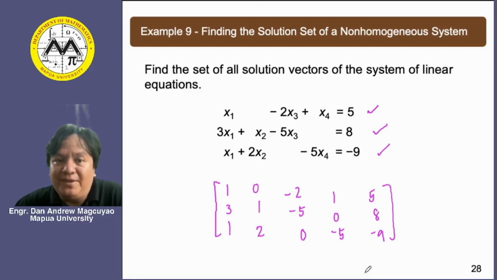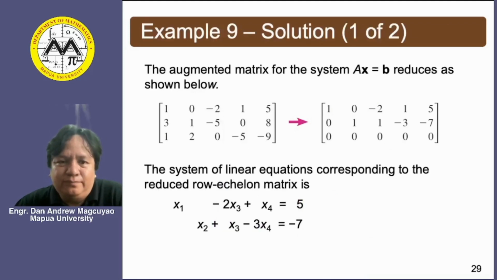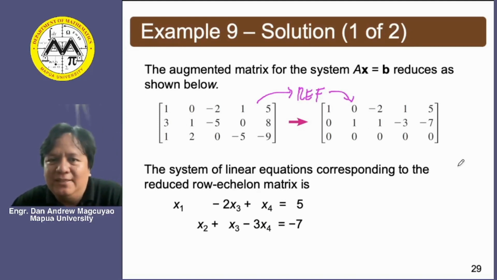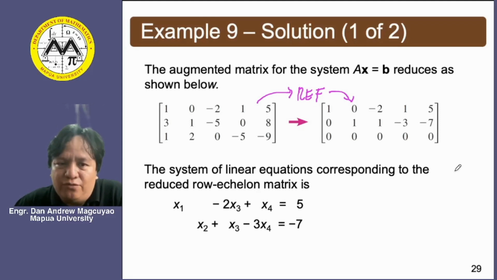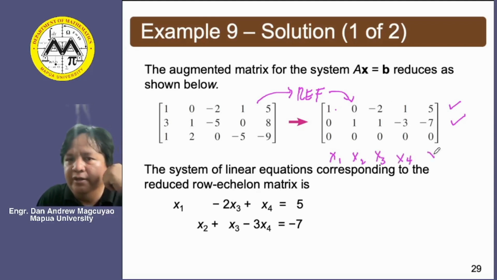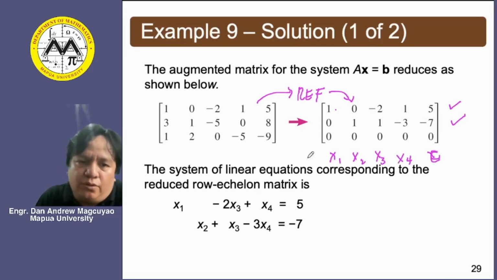This is the augmented form of the matrix. From this augmented matrix, we're going to find the row echelon form. Again, the solution will be provided as an attachment to the class. The system of linear equations corresponding to the reduced row echelon form of the matrix, where the vectors that form a basis would be the first two rows, is x1 minus 2x3 plus x4 equals 5, and x2 plus x3 minus 3x4 equals negative 7.